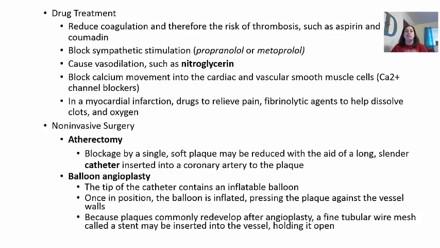We can also cause vasodilation. Because remember, spasms can end up causing us to have issues, we can dilate them. Nitroglycerin can do this. You've heard about if they've been put on a nitro drip, that's what they're talking about. We can block calcium movement into the cardiac and vascular smooth muscle cells. These are calcium channel blockers, because if you'll recall, if you have more calcium coming in, the contraction is harder. So with the contraction being harder, it's going to end up raising the blood pressure.